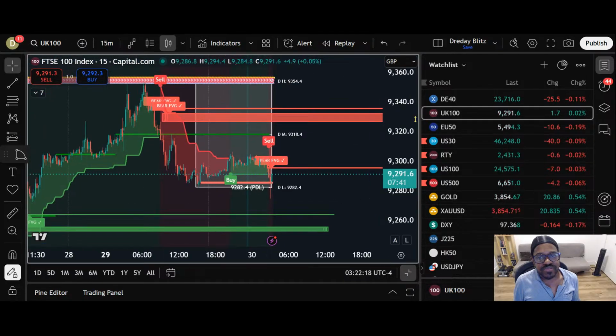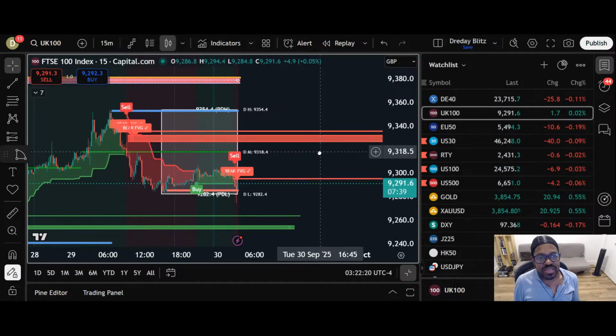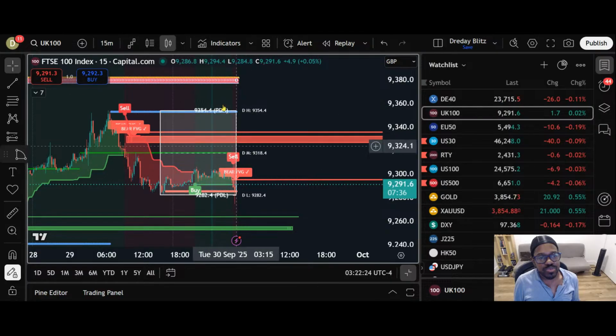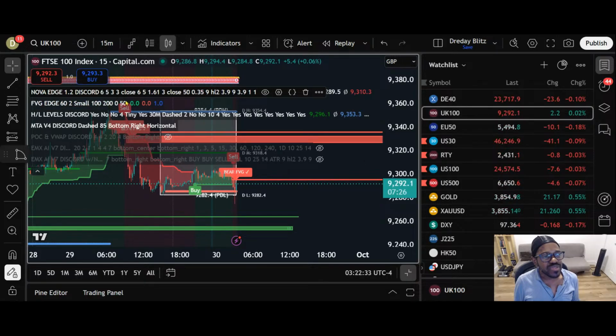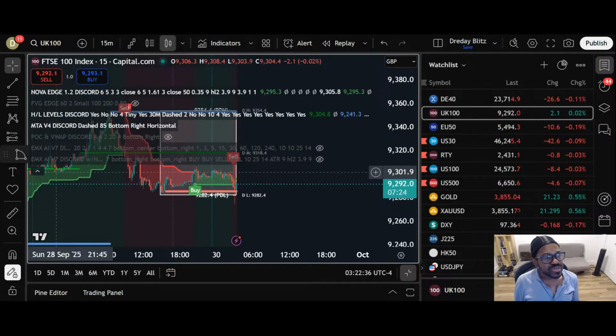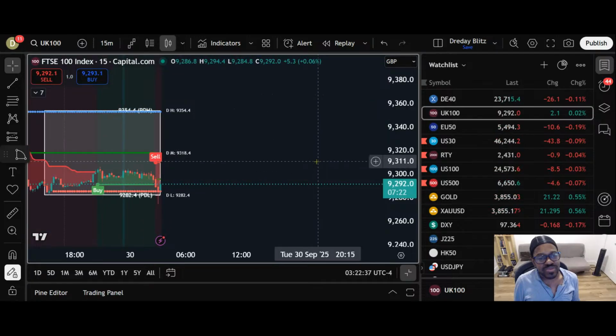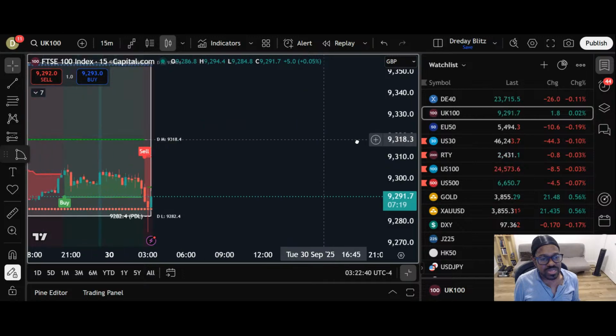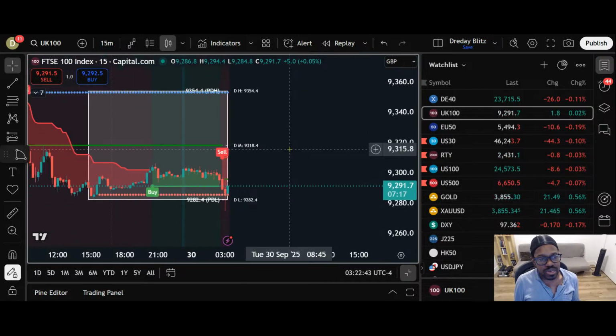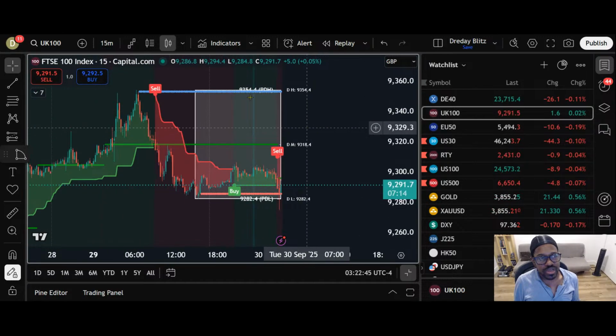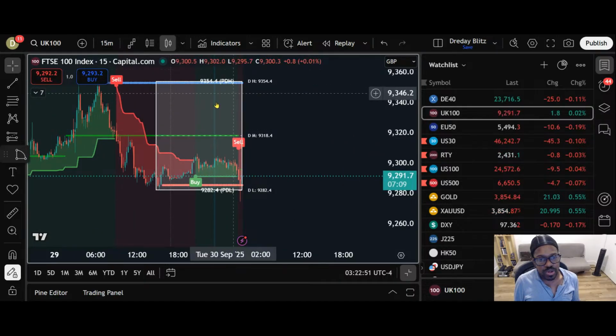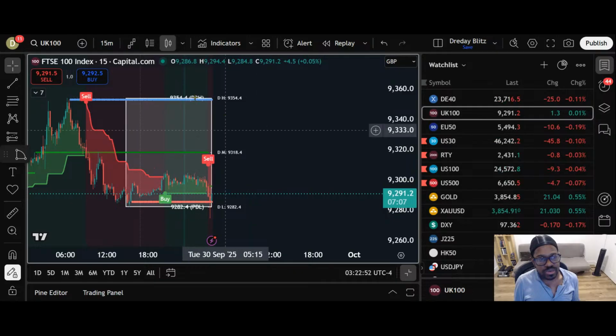This box here is showing you the previous day's price action: the previous day high, the middle price, and the previous day low. I'm just going to remove the fair value gap so you can see better. Even with this box, instead of going back and forth on your chart, looking at the daily and going back to the 15, you have all your information right here.